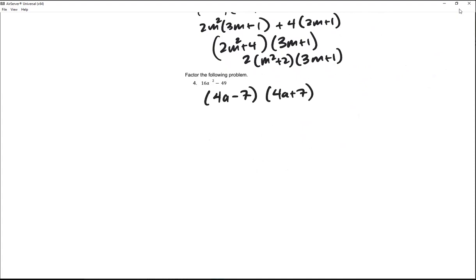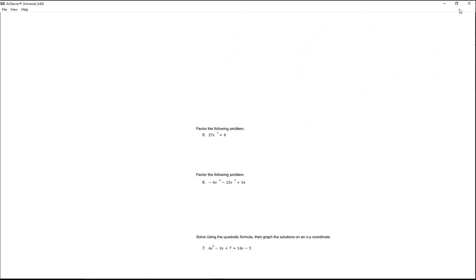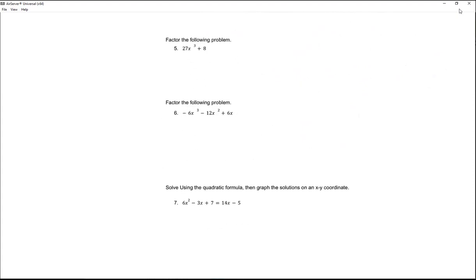Number 5 is the sum of cubes. So a is equal to 3x, b is equal to 2. So it will be 3x plus 2, because based on the formula up there on the board. All right, and then it'll be 9x squared plus 6x. All right, hold on a second. There's the minus sign. The minus sign is the first one. So minus 6x plus 4. Right?